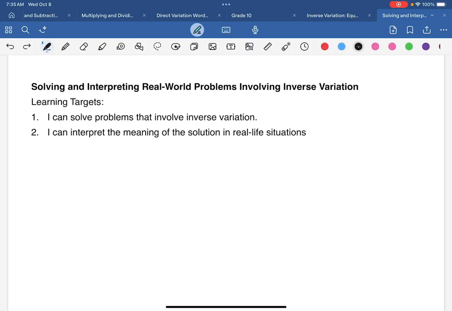Before we solve problems, let us first recall the concept of inverse variation. As y goes up, the value of x goes down, which means that if the value of y goes down, that means the value of x goes up.